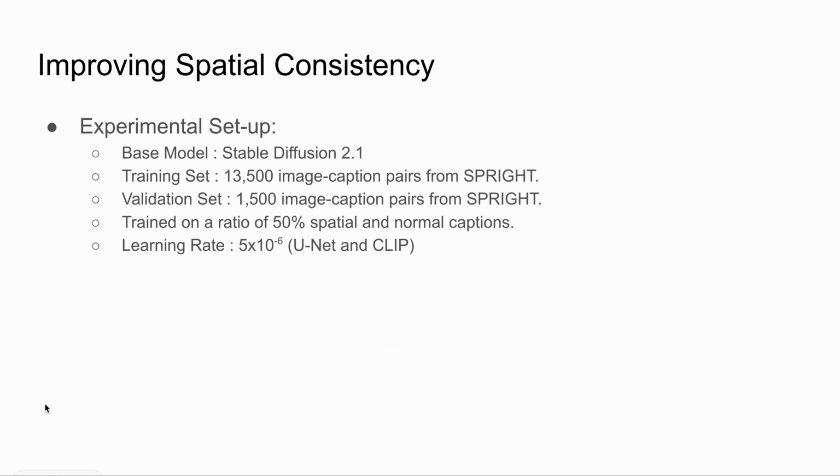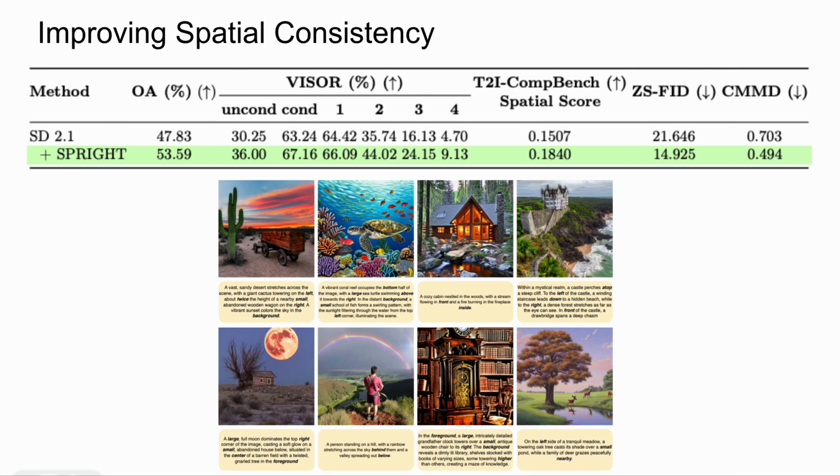Once SPRIGHT is created, we follow the experimental setup as shown below. Our base model is Stable Diffusion 2.1. We train on 13,500 images and validate on 1,500 images from SPRIGHT. We train on a ratio of 50% spatial and normal captions, and we fine-tune both the UNet and the CLIP with a learning rate of 5e-6. We find that using only 15,000 images leads to a large gain in generating spatially accurate images while also improving image fidelity metrics such as FID and CMMD.